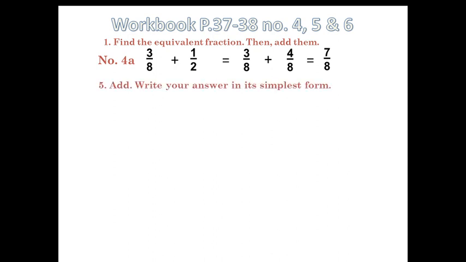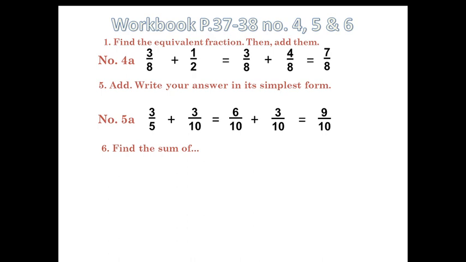Now number 5. Add. Write your answer in its simplest form. 5a, 3 fifths plus 3 tenths. Look, the bigger denominator is 10. 10 divided by 5 equals 2. So the numerator 3 times 2 equals 6, and the denominator 5 times 2 equals 10. So it becomes 6 tenths plus 3 tenths. 6 plus 3 equals 9, 9 tenths. But this time 9 over 10 cannot be divided again. So it is already the simplest form. You cannot simplify it again.